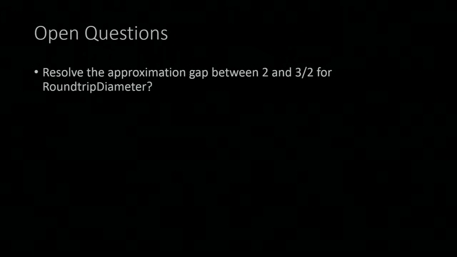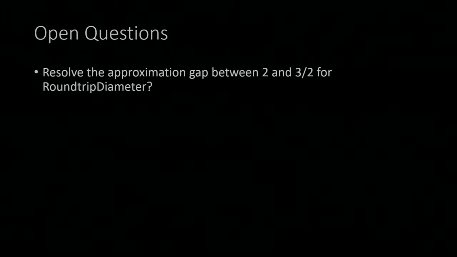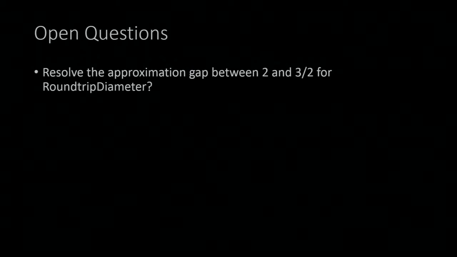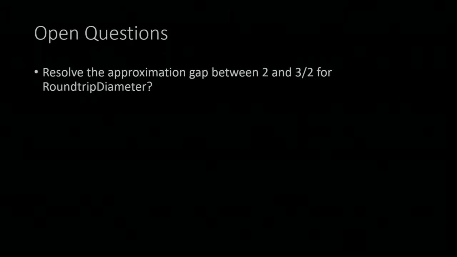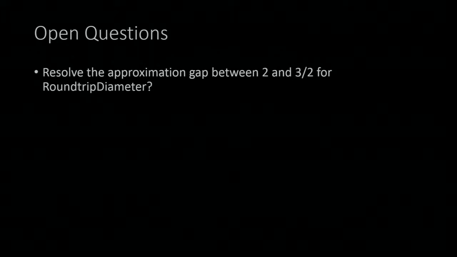So some open questions. There was an approximation gap for truly subquadratic algorithms for round trip diameter. And there was an upper bound of 2, which is just the metric case. And when you show 3 halves, is there a way to close this gap?